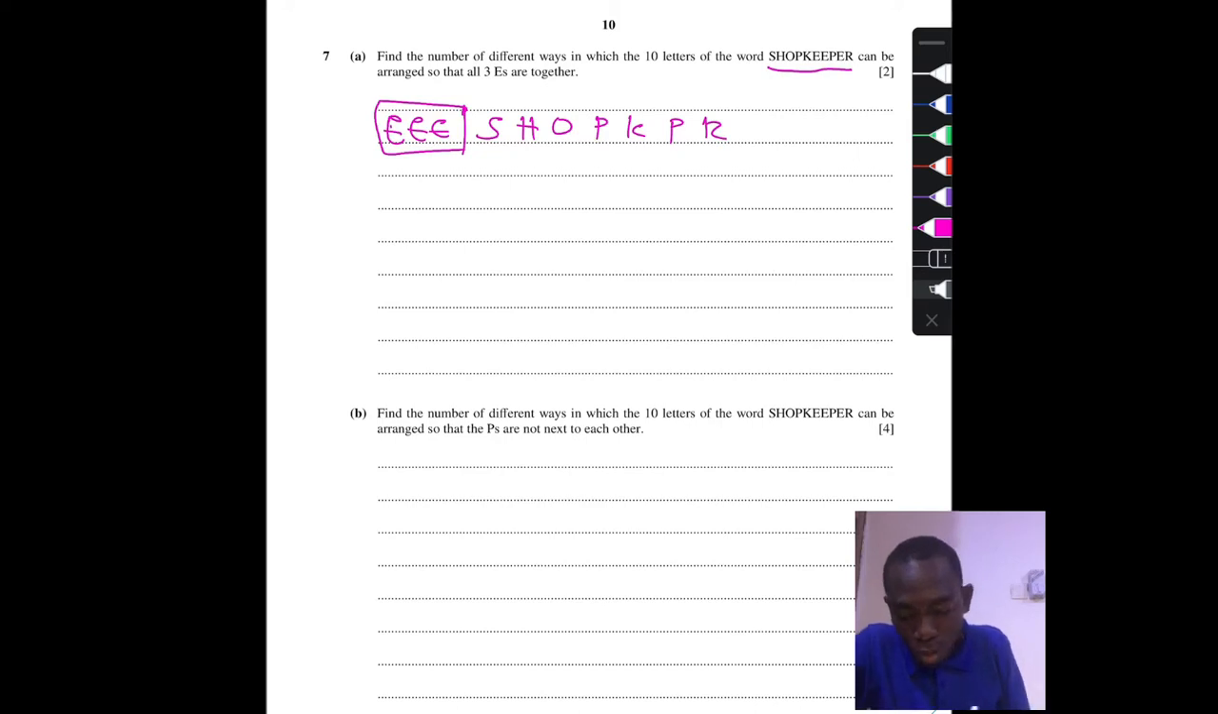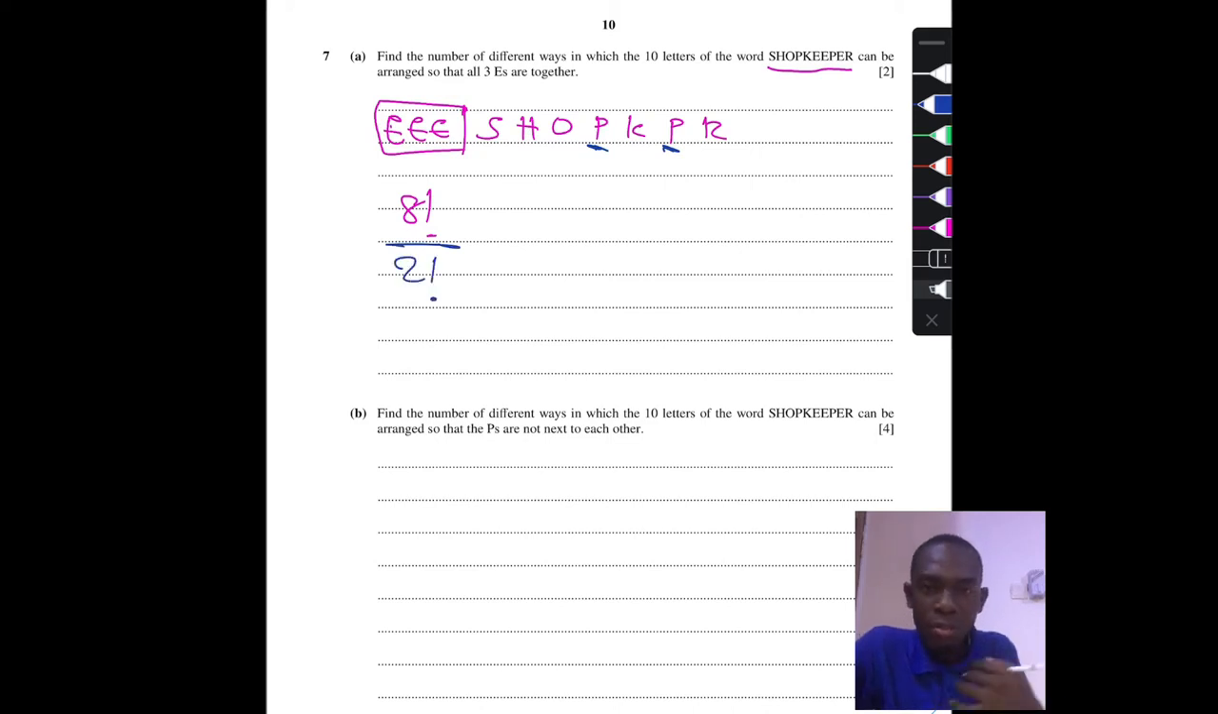Okay. So now, how many units do we have here? 1, 2, 3, 4, 5, 6, 7, 8. So that is 8 factorial ways to arrange. But don't be quick to end it, because you have P here, P there. The P's are repeating. So you divide by 2 factorial.